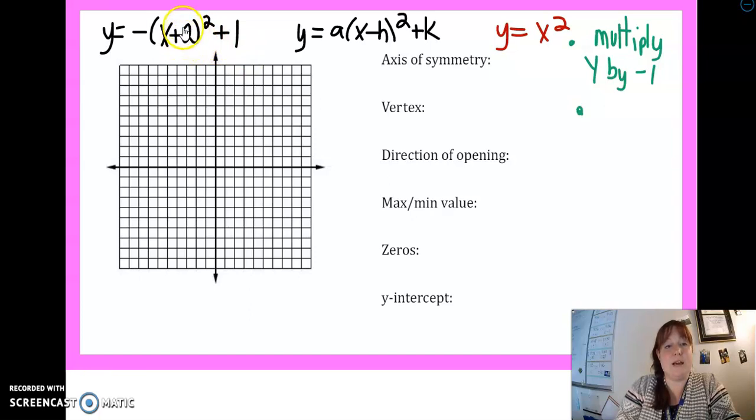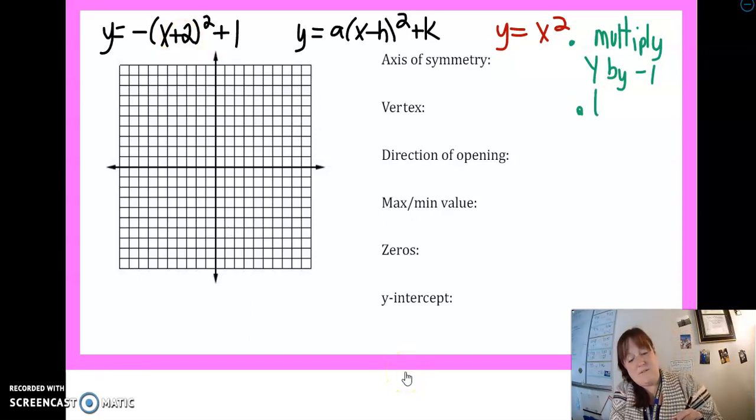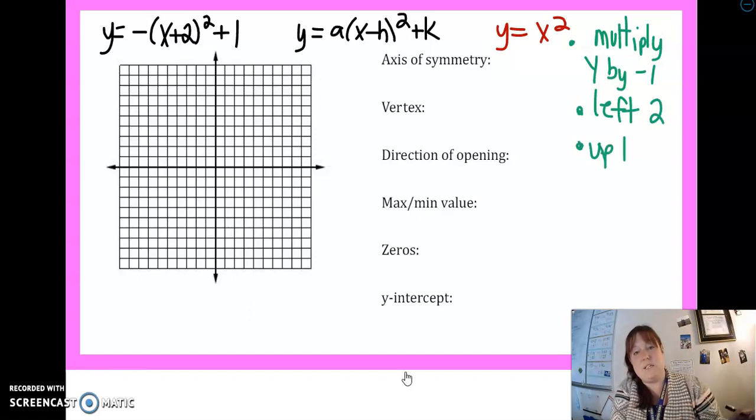We went left 2 because x is a liar, and since your x is a liar, it's going to shift to the left 2 instead of to the right 2 because we do the opposite of what we see. So we're going to go left 2. And then we're going to go up 1 because we see that that's outside the function, so it affects our y values.